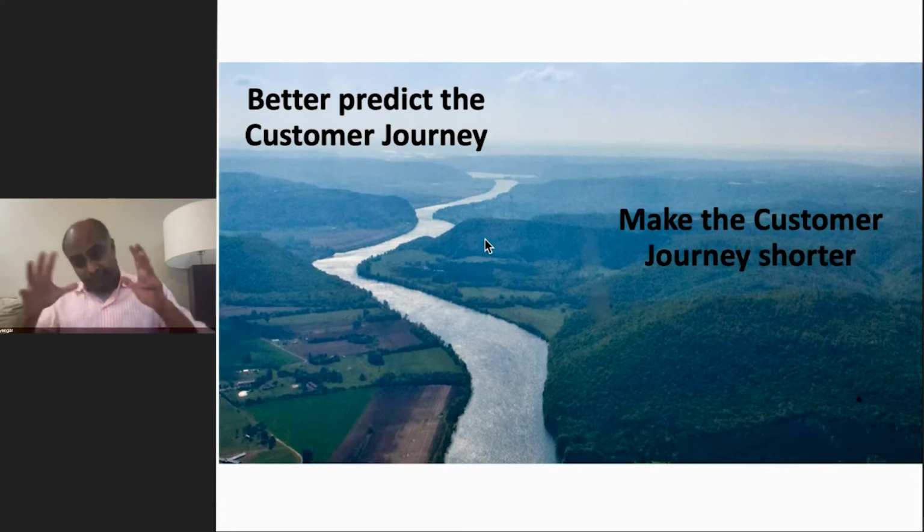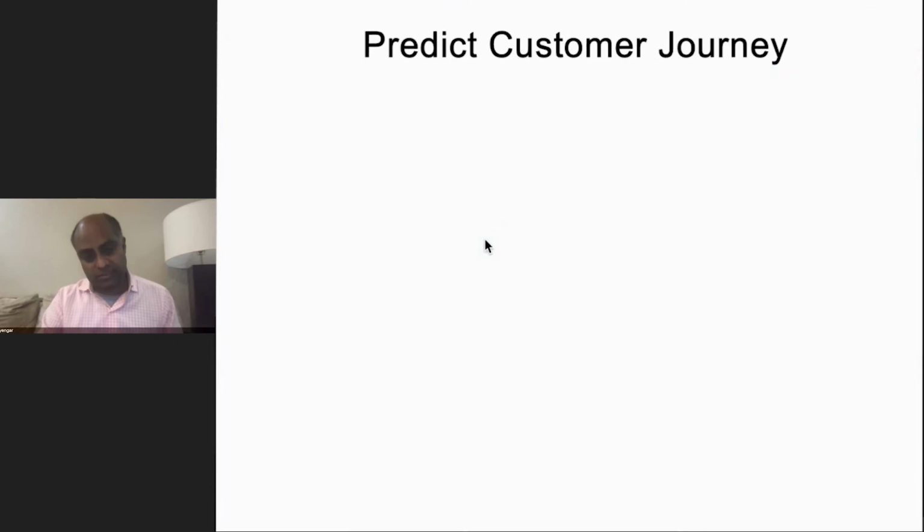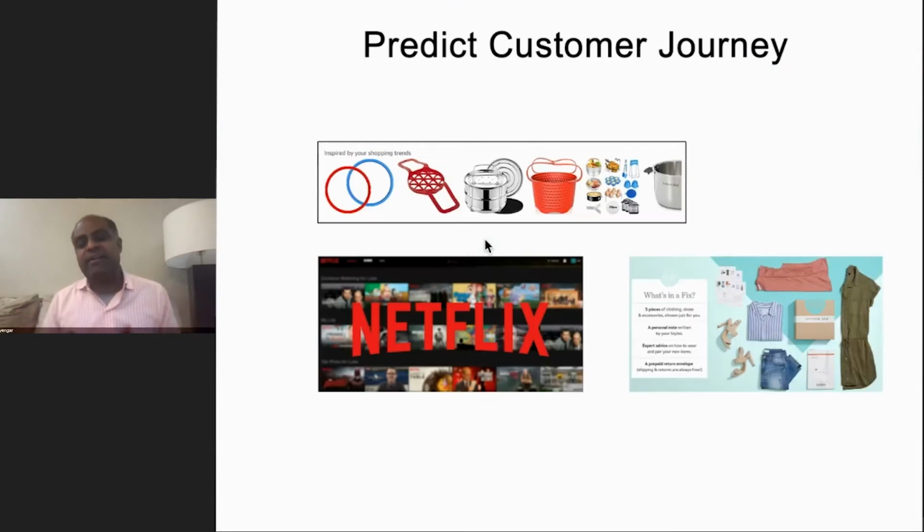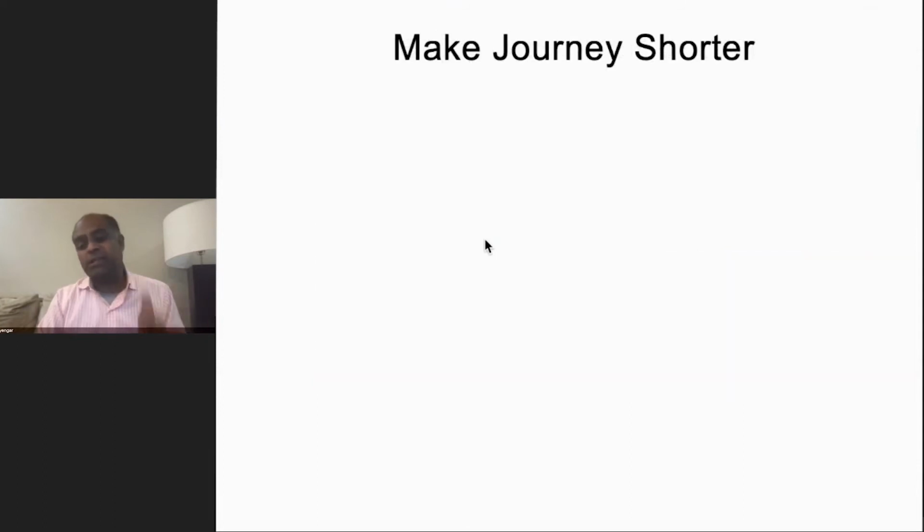Another could be you can make the journey shorter. Let's take the first one, better predict customer journey. This is sort of this very standard recommendation system that we've all heard of. Be it Netflix, be it Stitch Fix, be it Amazon, they look at historical data and make predictions about what next might a customer buy, and in some sense help make that journey better and facilitate that journey. So that's one example of predicting the customer journey, how you can use new models to perhaps help that particular prediction. Another could be making the journey shorter.